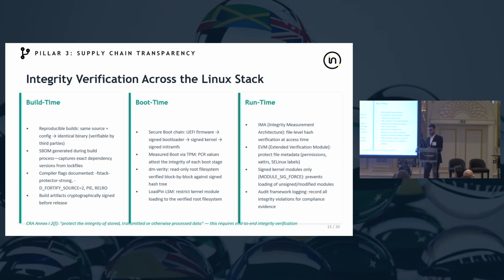Next is your boot time integrity. Your secure boot chain would establish your trust from hardware to kernel. Your measured boot via TPM would attest the integrity of each boot stage, which would create verifiable evidence of what actually booted. Then dm-verity, if you are running, say, an access point or something like that, which has a SquashFS file system, which would be non-modifiable. So dm-verity would provide block-by-block integrity verification for your read-only file systems.